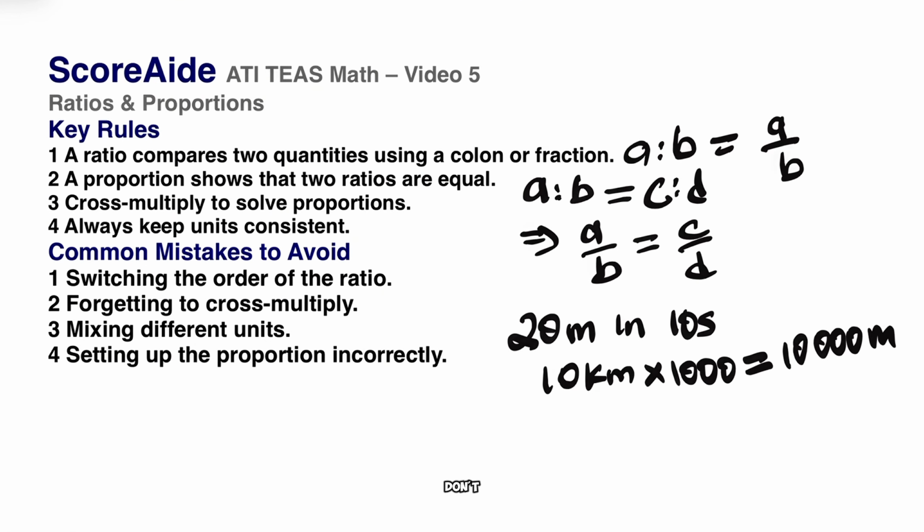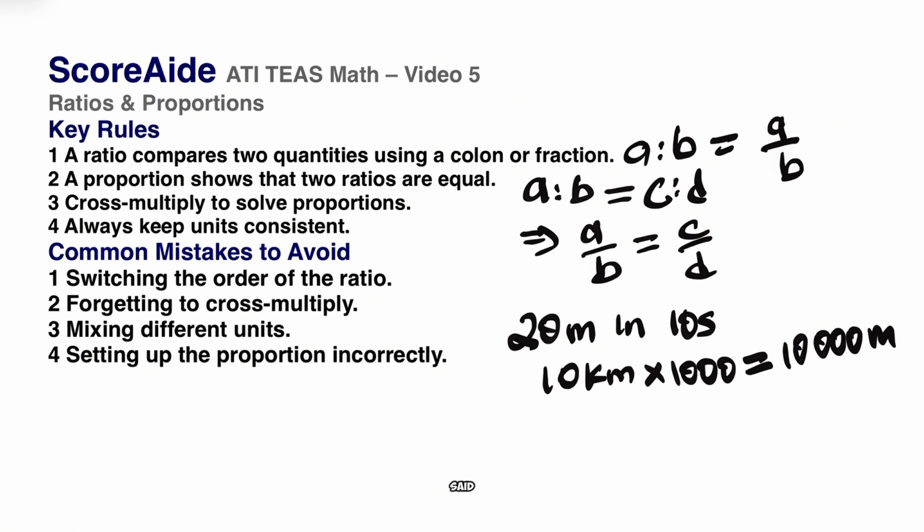Also, don't mix ratios. Make sure that you are not switching the order of the ratio. They should not say A is to B and you instead go and say B is to A. So always make sure you don't switch the order of the ratio. Don't forget to cross multiply when you are dealing with what? With proportions. Mixing different units, like we just said, can make you fail your TEAS exam. And you can also set up a proportion wrongly. We will get to that later on in the video.